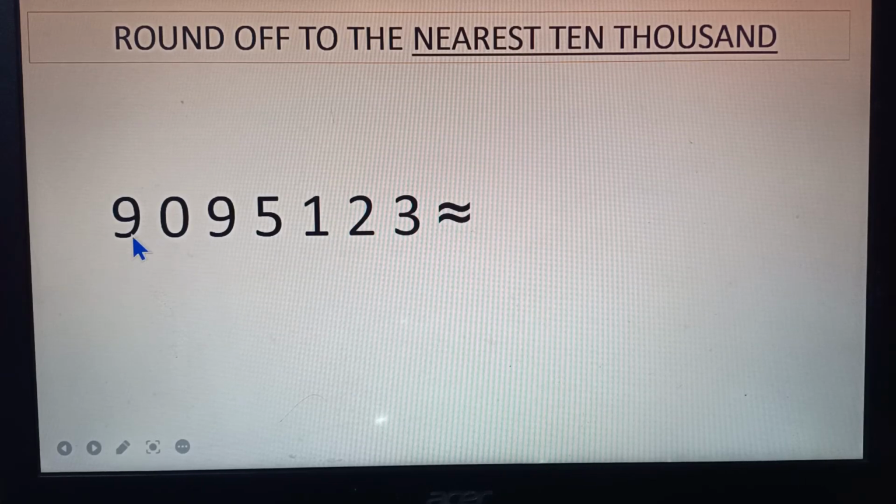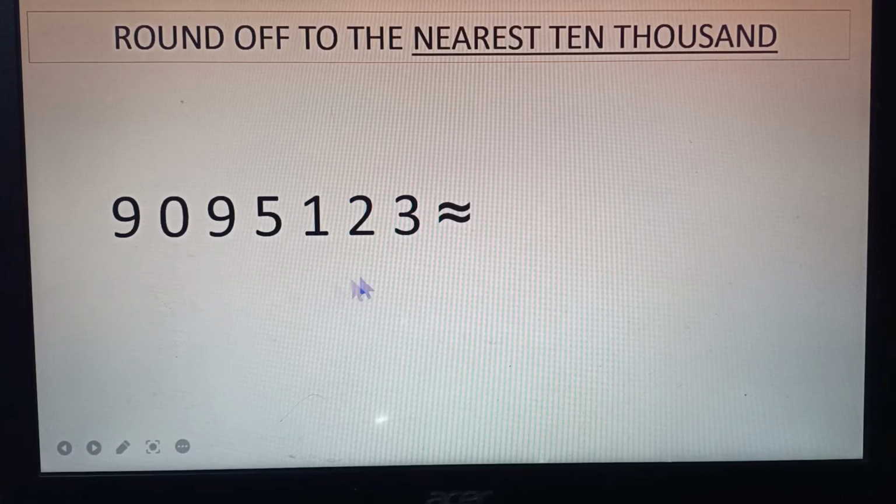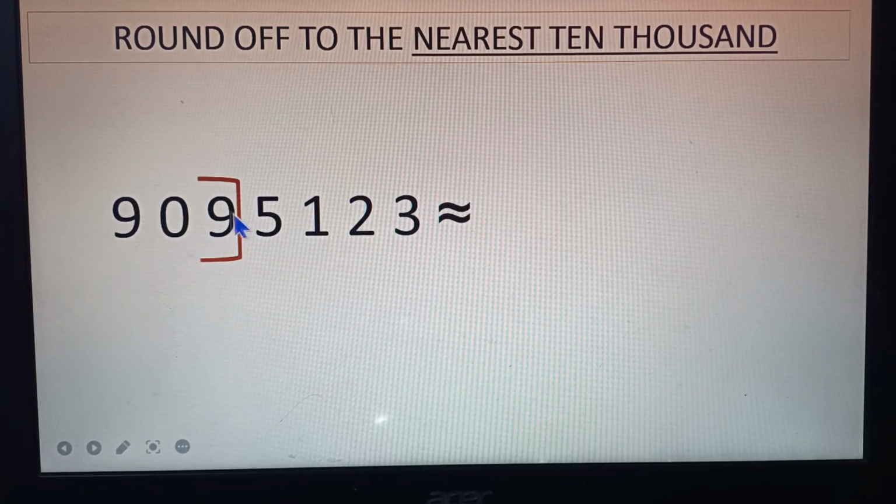Can anybody try? This is the number 9,095,123. Anybody want to try? Yes, first, what should you do? You find the 10,000. Let's start with ones, tens, 100, 1,000, and 10,000. This is the digit that we're going to staple. Next step is circle the neighbor. Where is the neighbor? Is it 5 or 0? Yes, 5 is the neighbor.